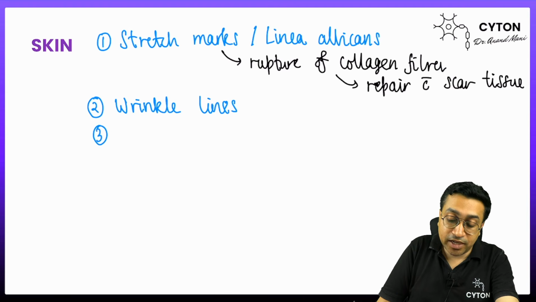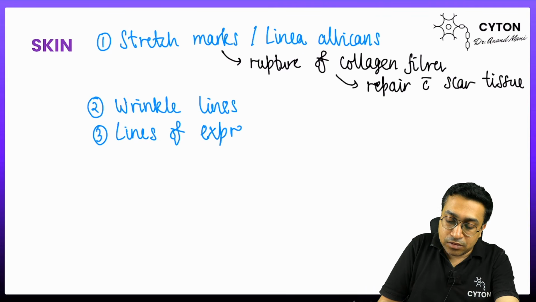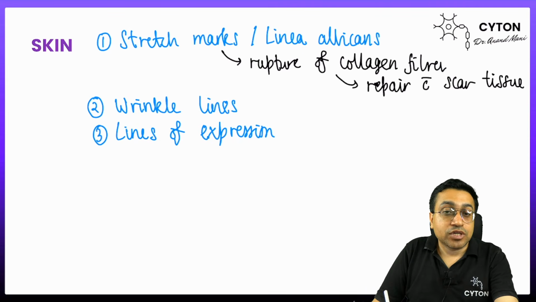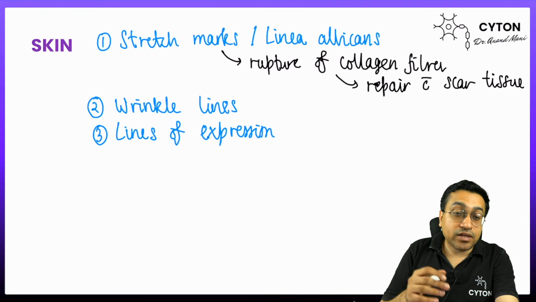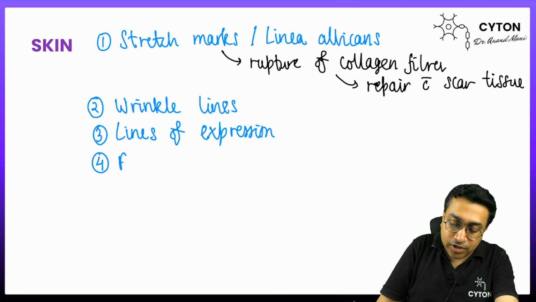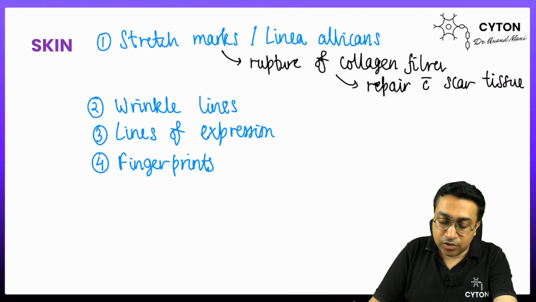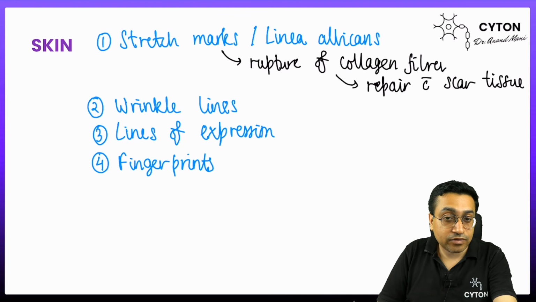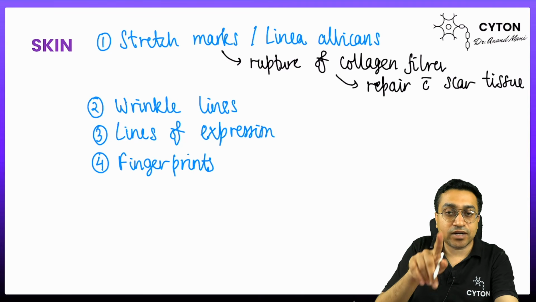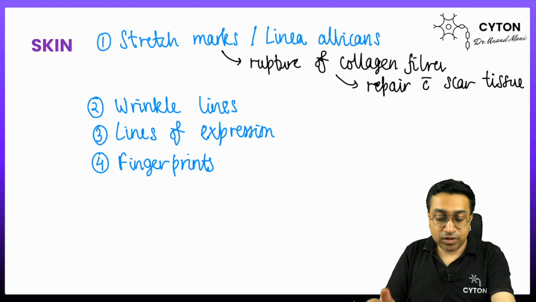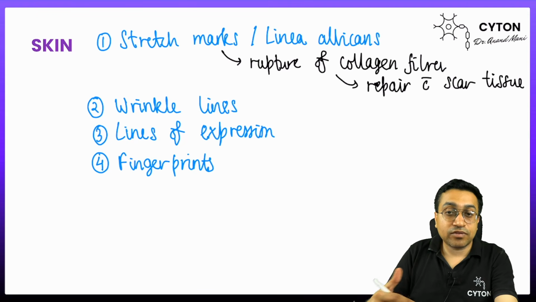Number 3, we have the lines of expression. The furrows or lines on the forehead and the face are produced due to continuous contraction of the muscles of facial expression. Then you have number 4, the fingerprints. I told you the other name is dermatoglyphics. Every individual has a different, unique fingerprint pattern. iPhones have fingerprint sensors, and even Android devices have them. Nowadays Face ID has come into the picture.